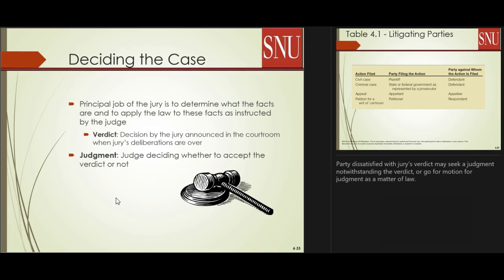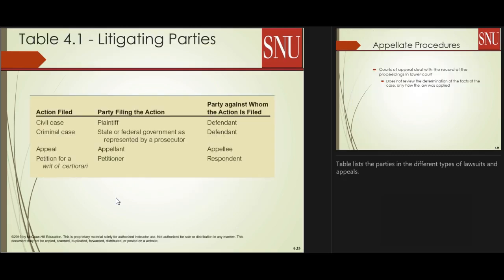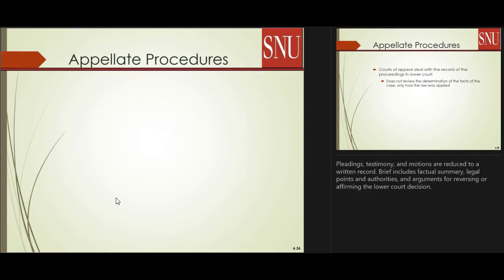The judge then decides whether to accept the verdict or not. In 95% of the cases or more, they do. Then the case is ruled finished. At that point, the litigating parties can file an appeal if they think that the judge has either allowed evidence in that shouldn't have been, or had some other legal impropriety in the case.